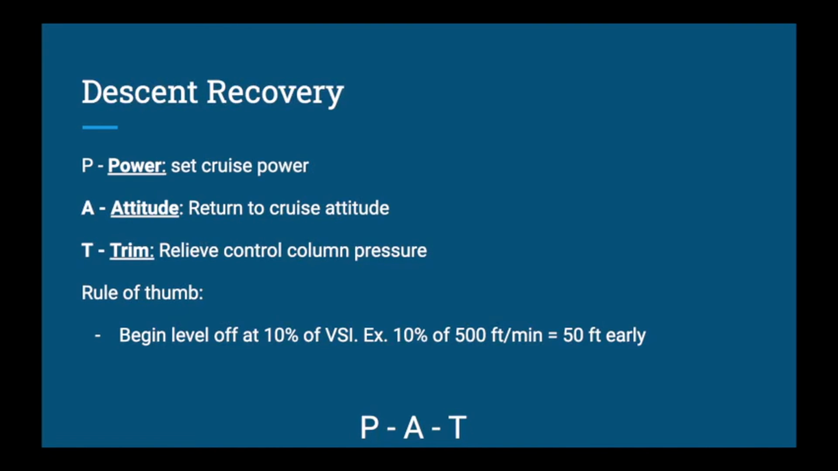All right, now we can talk about recovering out. So if we're coming up to our altitude, we're going to use the same acronym, power, attitude, trim. Nice and simple here. The power goes to cruise, your attitude goes to cruise, and then you trim to relieve the control pressure. And you can use your same rule of thumb as beginning that level off at 10% of your vertical speed indicator. So you're descending at 500 feet per minute. You'll get the power in to cruise approximately 50 feet early, and that's going to avoid missing your altitude.